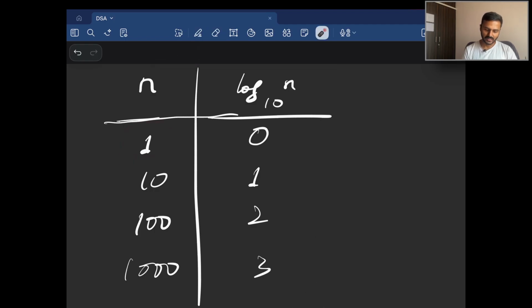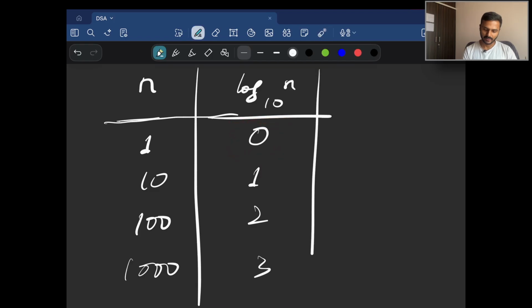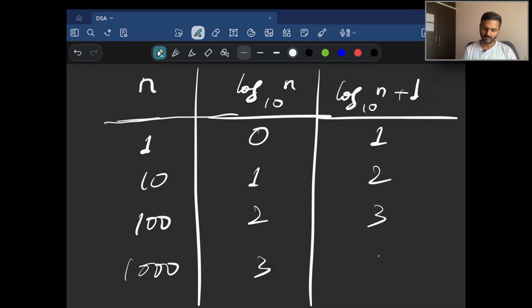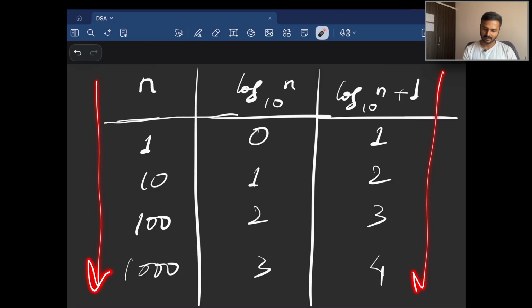n is 1, which is a one-digit number, and we are getting 0. So it is just log n base 10 plus 1, right? So if n is a one-digit number, we find log n base 10 plus 1, that gives us 1, which is the number of digits in n. Going by the same logic, if n is 10, which is a two-digit number, we get 1 when we find log n base 10. And if we add 1, we will get 2. Similarly, we'll get 3 here and 4 over here, right? So for the examples of n that we have taken, this seems to be working fine.